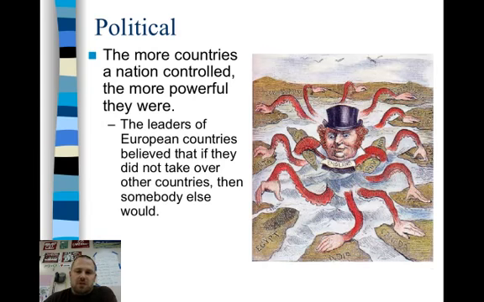And here we have a political cartoon of England with the arms of an octopus, and the arms of the English octopus are reaching into all of the lands that England was able to imperialize.